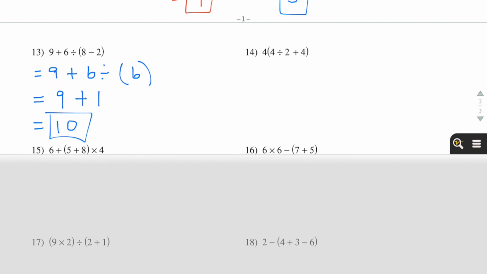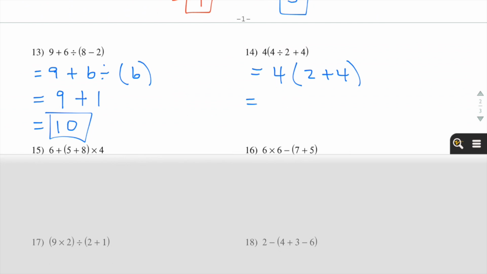Okay, number 14. 4 times, in parentheses, 4 divided by 2 plus 4. So let's go ahead and rewrite this, simplify it. So we do the order of operations: parentheses, yes. Inside the parentheses, do we have more parentheses? No. Exponents, no. Multiplication or division, yes. So let's go ahead and do that. 4 divided by 2 gives us 2, plus 4, close parentheses.